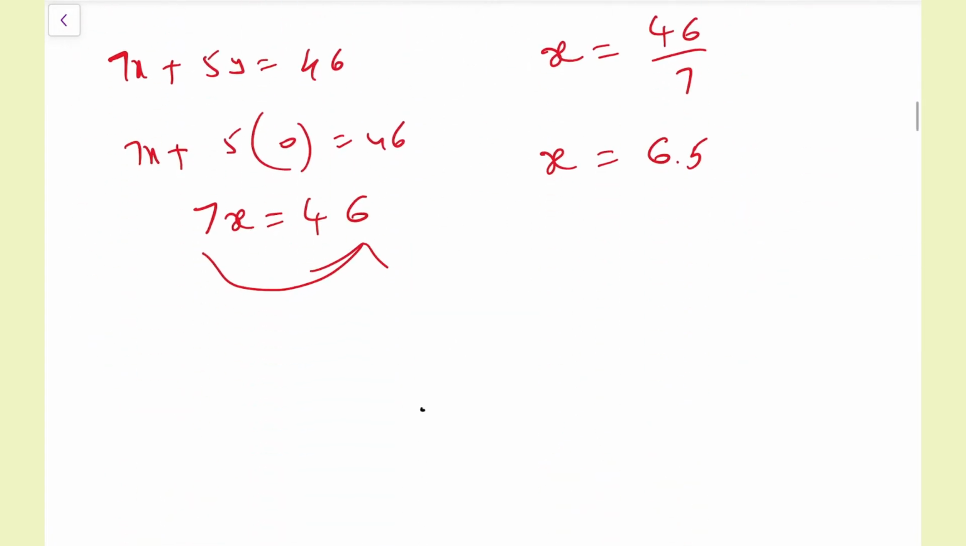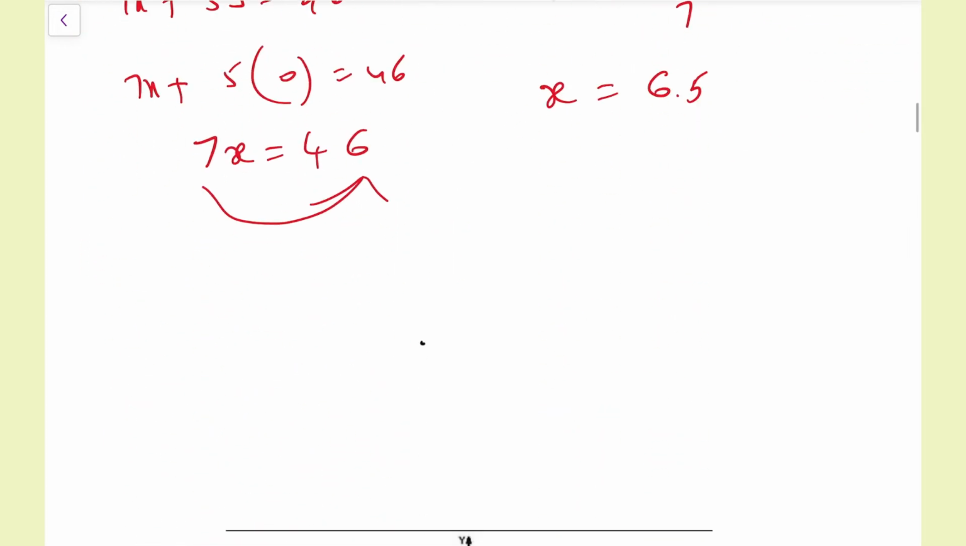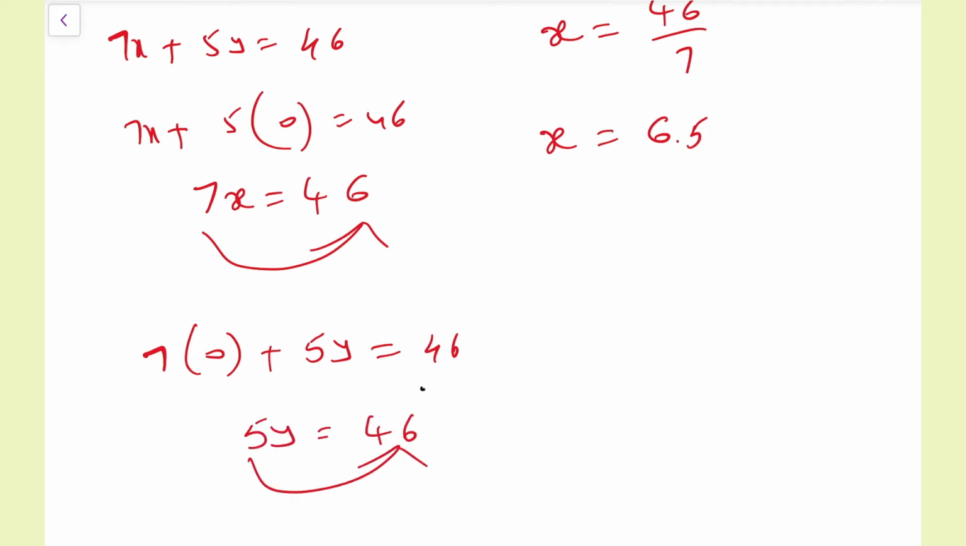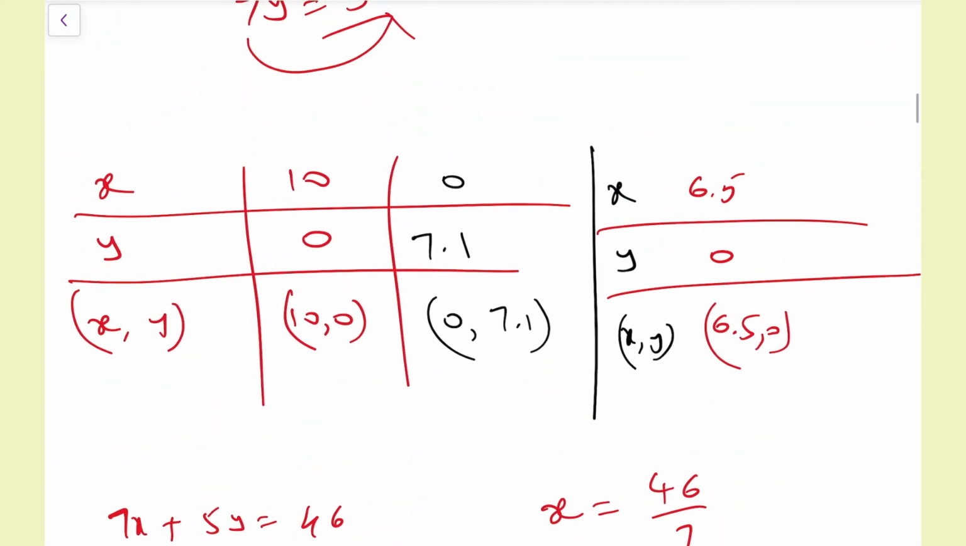Next, in the place of y, I will substitute 0 now. Oh, sorry, y only I kept 0, right? Okay, correct. Then now in the place of x, I'll keep 0. 7 into 0 plus 5y equals 46. 7 into 0 is 0, so I'm removing it completely. 5y equals 46. Take 5 to the right side, so y equals 46 divided by 5. 5 ones are 5, 9.2. So y is 9.2 and x is 0. Now this point will become 0 comma 9.2.